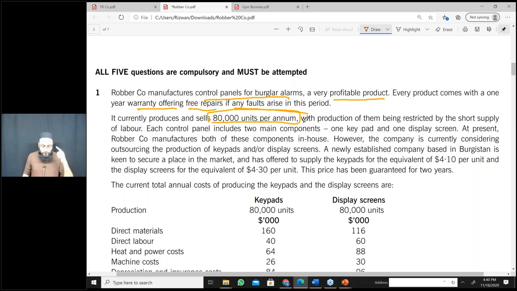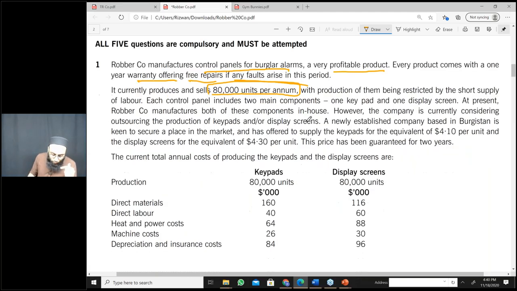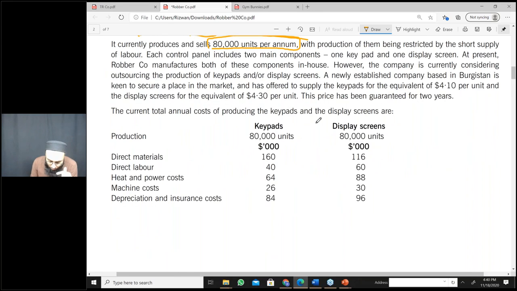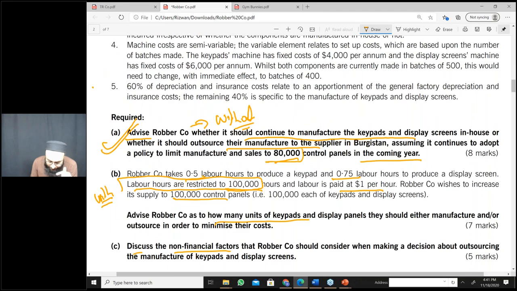If you have read the question carefully, you can easily relate this point with requirement 1, where it was saying to add company will limit its manufacture and sales to 80,000. So currently they are achieving 80,000 and they will limit themselves to 80,000. Is that clear? So first requirement will be solved considering 80,000.